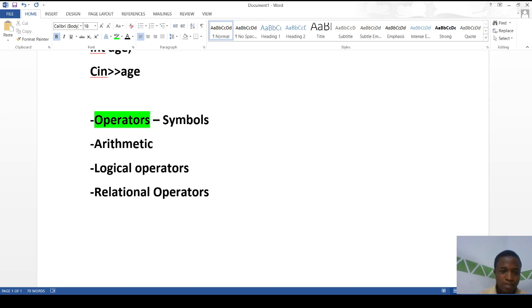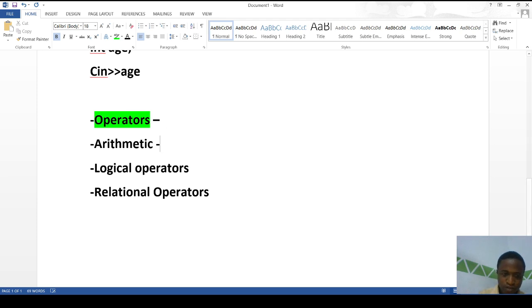Okay, so now let's pick them one after the other. When we talk about the operators, as I said, they are symbols that we use in programming language. So when we talk about arithmetic operators, what are arithmetic operators? These are mathematical symbols that we use in our programming world, when we are coding as programmers. Somebody will ask you, do we have mathematics there? Yes, math is everywhere, and these are symbols that we are going to use.